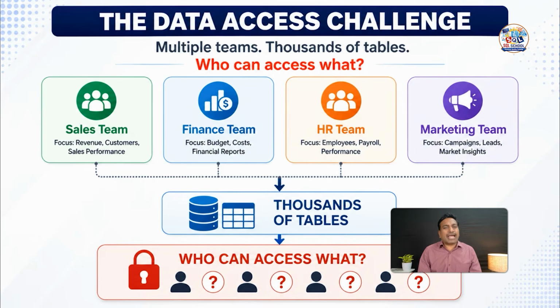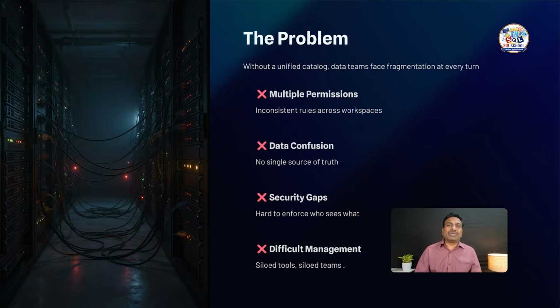Assume the big data access challenge. You have multiple teams, thousands of tables, lakhs of views and data activities. But who can access what? Who can control what the sales team should be able to access? What the finance team or HR team should be able to access and work with? And who should be controlling the marketing team activities? Once again, our hero, the Unity Catalog. Let me tell you, without Unity Catalog, no Databricks.